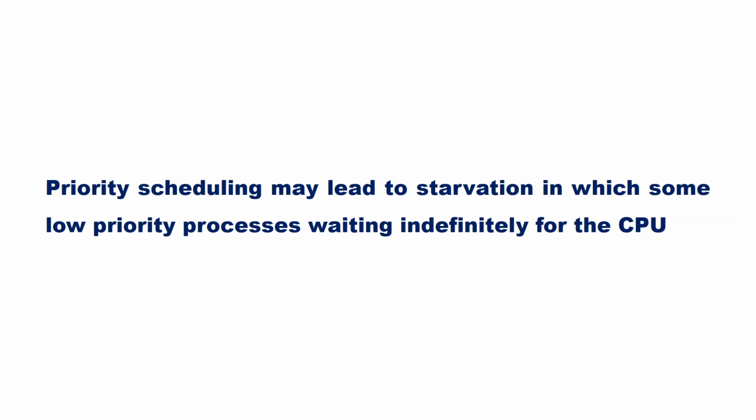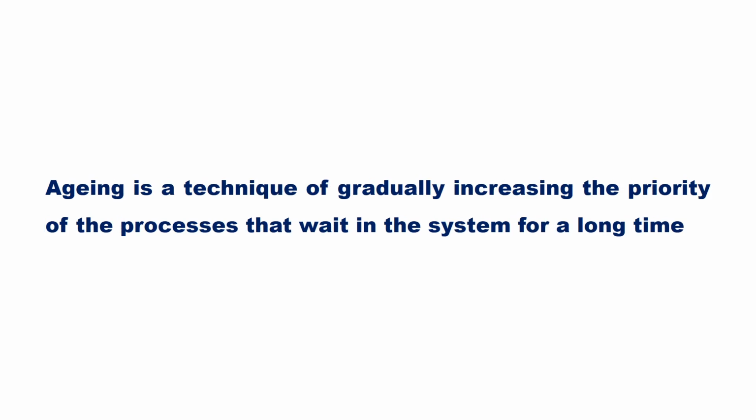Priority scheduling may lead to starvation, in which some low priority processes need to wait indefinitely for the CPU. A solution to starvation is aging. Aging is a technique of gradually increasing the priority of processes that wait in the system for a long time. Let us discuss the remaining part of the scheduling in the next video.